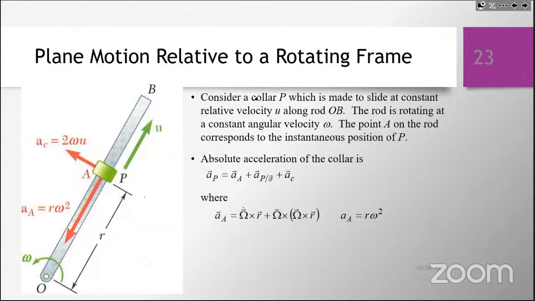The acceleration of A is just our standard normal and tangential components. So it's omega cross omega cross R plus omega dot cross R. Well, we just talked about this: omega is constant, so omega dot goes away, 0. And we're just left with omega cross omega cross R, which is R omega squared.